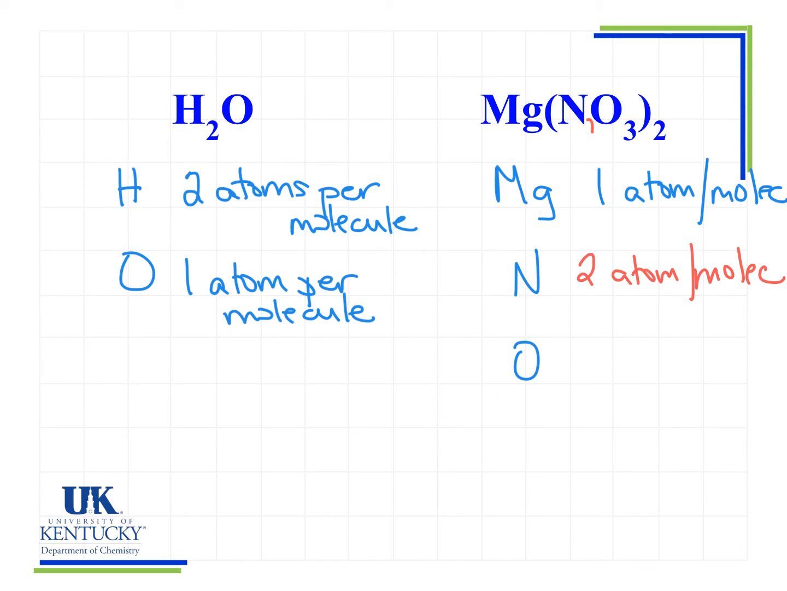Now when we go to the oxygen, we see the NO3 group has 3 oxygens, but there are 2 NO3 groups for a total of 6 atoms per molecule. And what we will see is that eventually we will start to use these as a relationship to start to do some quantitative calculations.